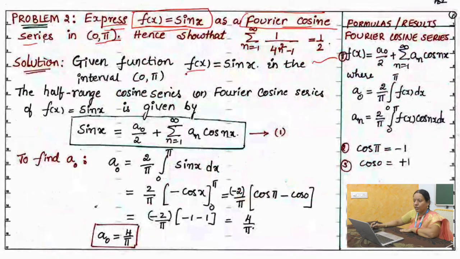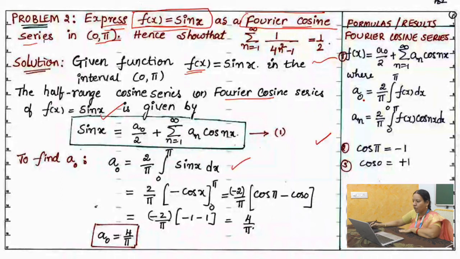By using this formula, for the function f of x equal to sin x, write down the half-range cosine series or Fourier cosine series as sin x equal to a naught by 2 plus sigma n equals 1 to infinity a n cos nx. Let it be equation 1. Next, what we have to do? It remains to calculate only a naught value and a n value. So, write down the formula for a naught. What is the formula for a naught?